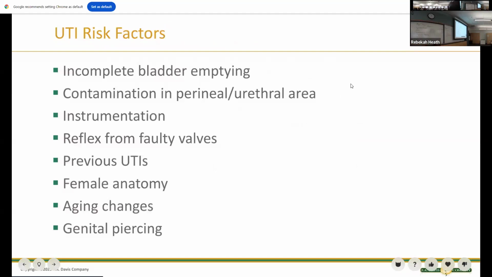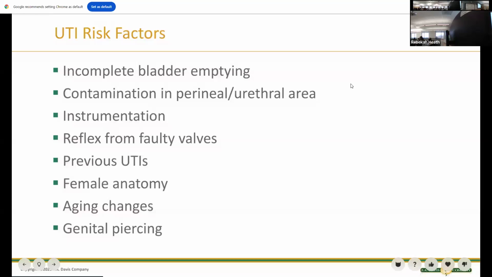All right, so risk factors. We talk about who's at risk for UTI. We want to be able to identify those patients, right? Just like we talked about the patient with urge incontinence. We know they're at high risk of falling because they've got to go. They want to get up and run.